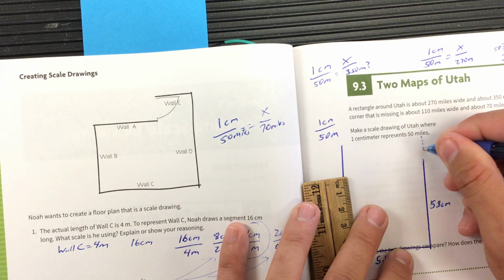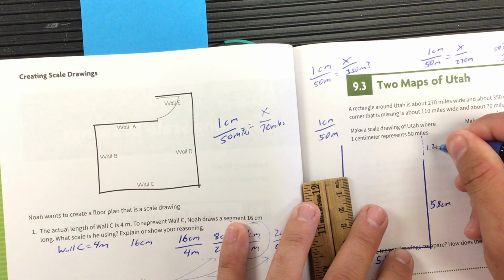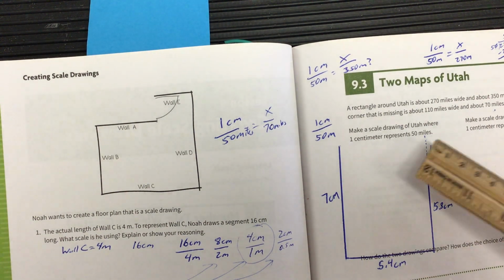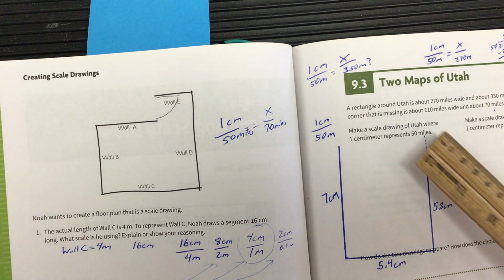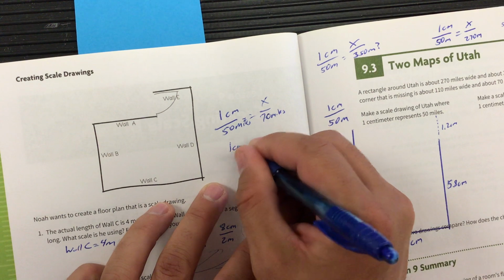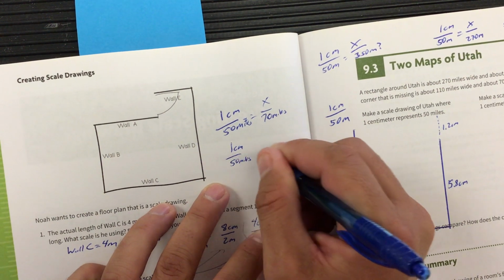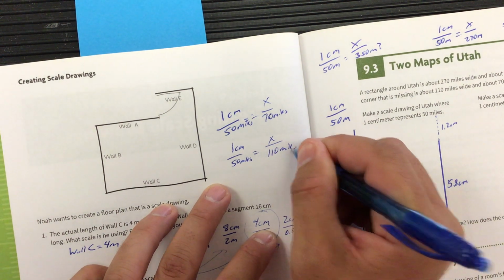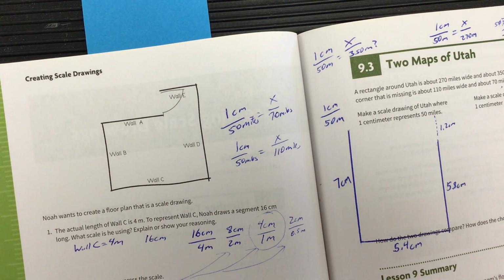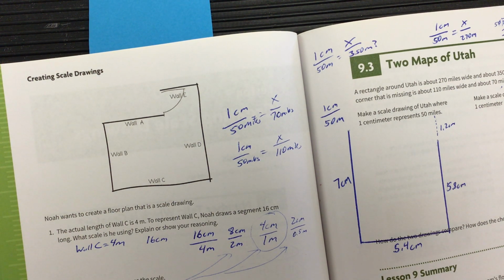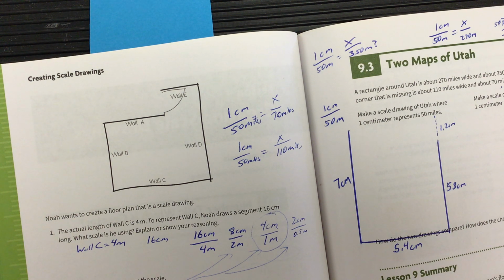You could make a little dotted line here if you want to show that that's 1.2, because that's how much it comes down. Okay, how wide is the part missing? 110. So 1 centimeter equals 50 miles. How many centimeters equals 110? 1 times 110 is 110 divided by 50, 110 divided by 50, or 11 divided by 5.